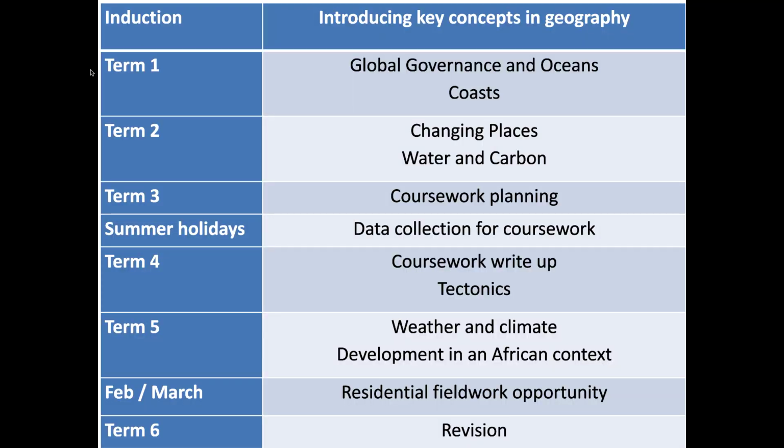So they're the 7 modules. That's just an overview of what to expect. And if I don't leave this slide up for long enough, obviously you can pause the video. We have had a slight shuffle around. So in previous years, coasts and water and carbon would have been in different places. We're going to trial it this way around and see how we get on this year.